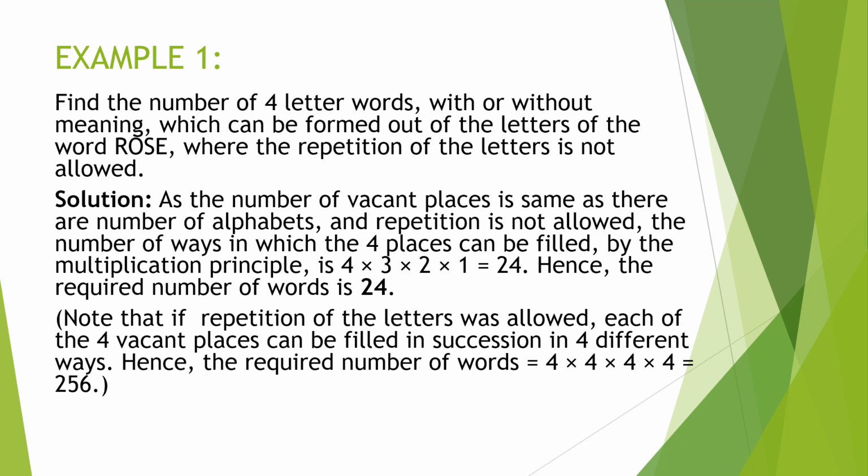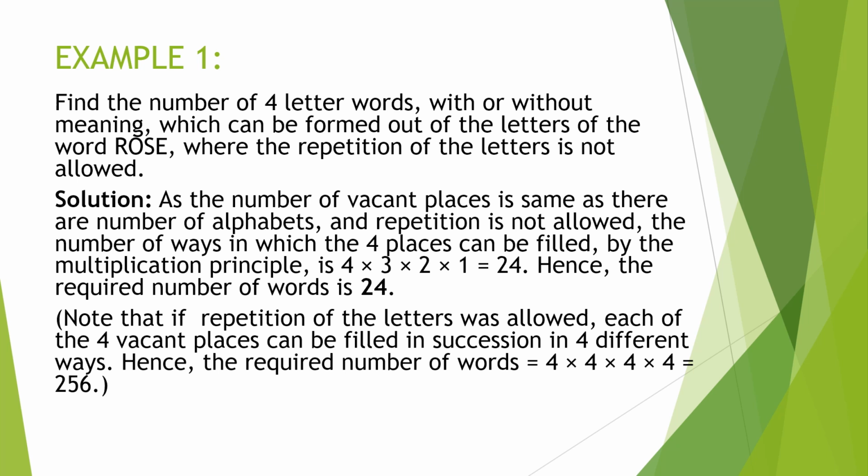So for the first alphabet you have 4 choices out of R, O, S and E, so it is 4. For the second place, again since the first one is already chosen, there are 3 options remaining. So it is 3, same way 2 and 1. So the total number of possible combinations will be 4 into 3 into 2 into 1, which is 24. Hence the required number of words is 24.